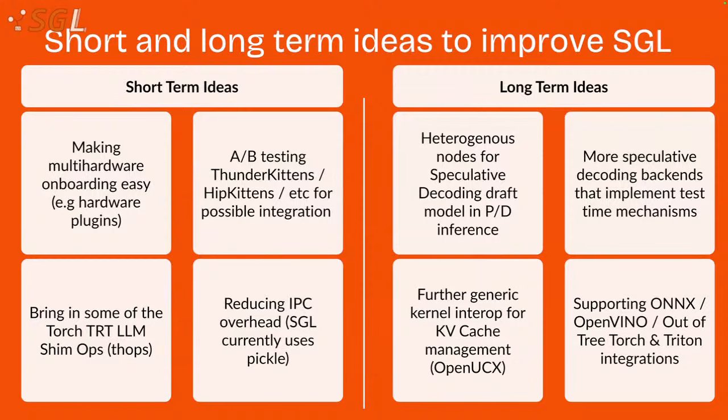In the long term, I think there are more interesting ideas. Right now, and this is relatively industry standard, the bleeding edge is where we have speculative decoding draft models that are tied to our prefill and decode inference, right? But there has been some really experimental work on heterogeneous nodes.